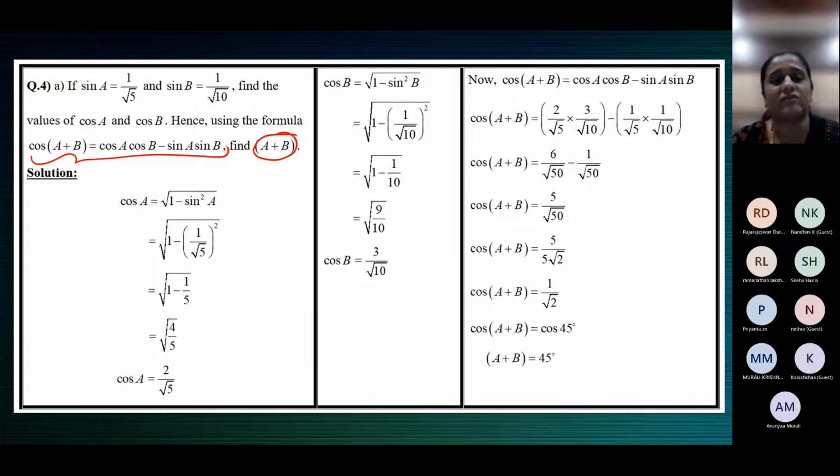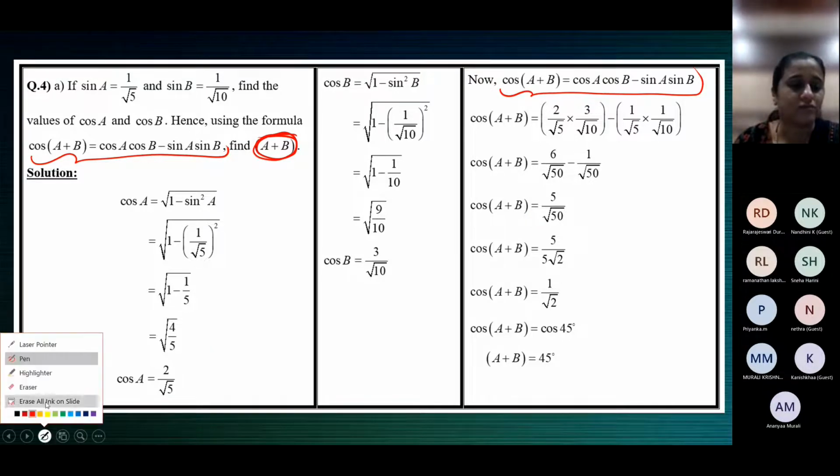Using this, we'll have to find the value of A plus B. So write the formula. Cos of A plus B is equal to cos A cos B minus sin A sin B. That's given to us. Write that. All right. Now we know all the values.